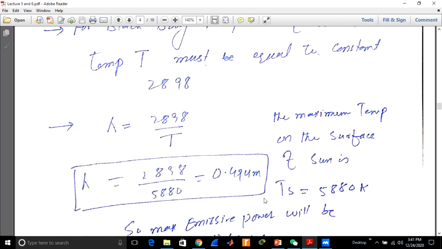Consider this equation that lambda T is equal to 2898. If you want to find the lambda, then lambda is equal to 2898 divided by capital T. And what is this T? This shows the temperature. Suppose this is the surface, and the radiation radiates from the sun, so it radiates from the surface. So you can write 2898 divided by TS. And we know the value of TS is 5880. If you divide this by this, it gives us 0.49 micrometer.